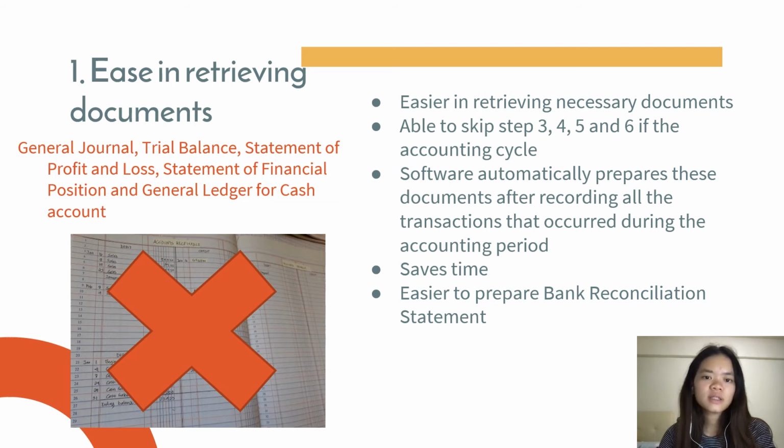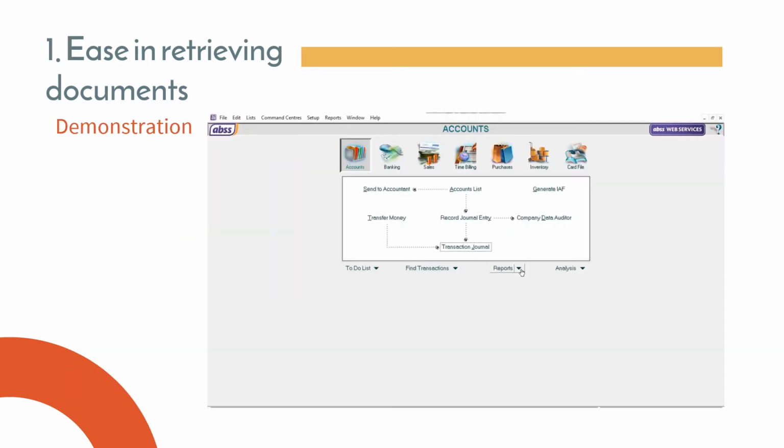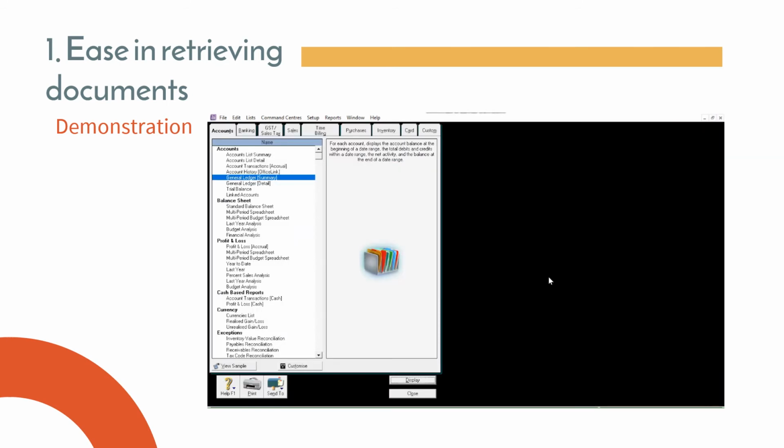This has helped us save time and in the preparation of the bank reconciliation statement, as we were able to retrieve the general ledger for cash account from the software, allowing us to know the cash account balance and be able to make the necessary adjustments to the cash account. This video will demonstrate how these documents can be easily retrieved from the software.